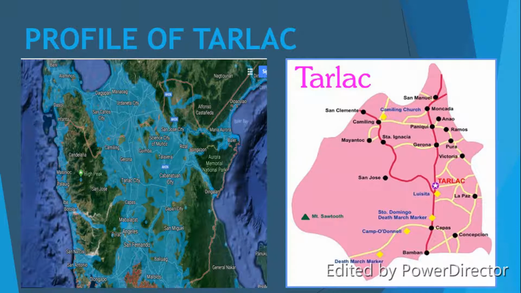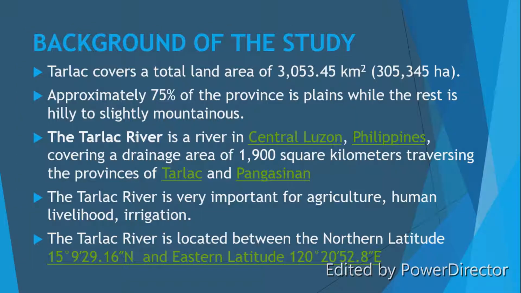So this is the profile of Tarlac. Tarlac is located in the central part of Luzon. It has 17 municipalities and 1 city grouped into 3 congressional districts. Tarlac province has 511 barangays distributed within the 17 municipalities and the lone city. Tarlac covers a total land area of 3,053.45 square kilometers or 305,345 hectares. Approximately 75% of the province are plains, while the rest is hilly to slightly mountainous.